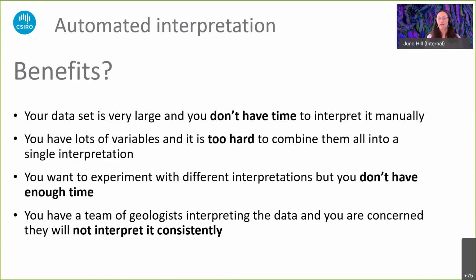Okay, and finally, the really important time is if you have a whole team of geologists logging and you're worried that your team is not logging consistently. That's when the automated methods are going to be really useful.